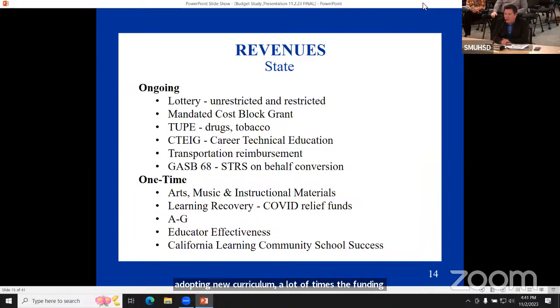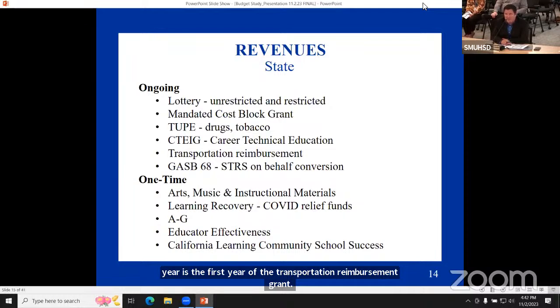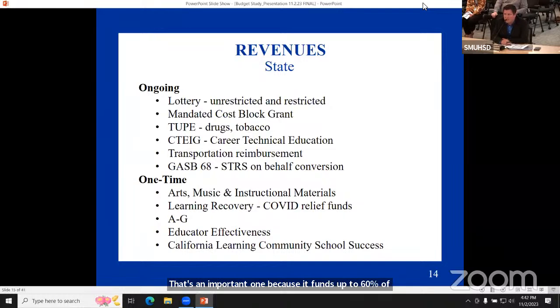We have TUPE around drugs and tobacco. CTIG supports our career technical education. That's now ongoing funding, which is a good thing. This year is the first year of the transportation reimbursement grant. That's an important one because it funds up to 60% of related transportation costs. So two things to know of: when the district wants to increase transportation, it also has a chance to get that offset by some additional revenue, but also when we decrease transportation services, you're only saving about 40 cents on the dollar because you're also losing revenue.